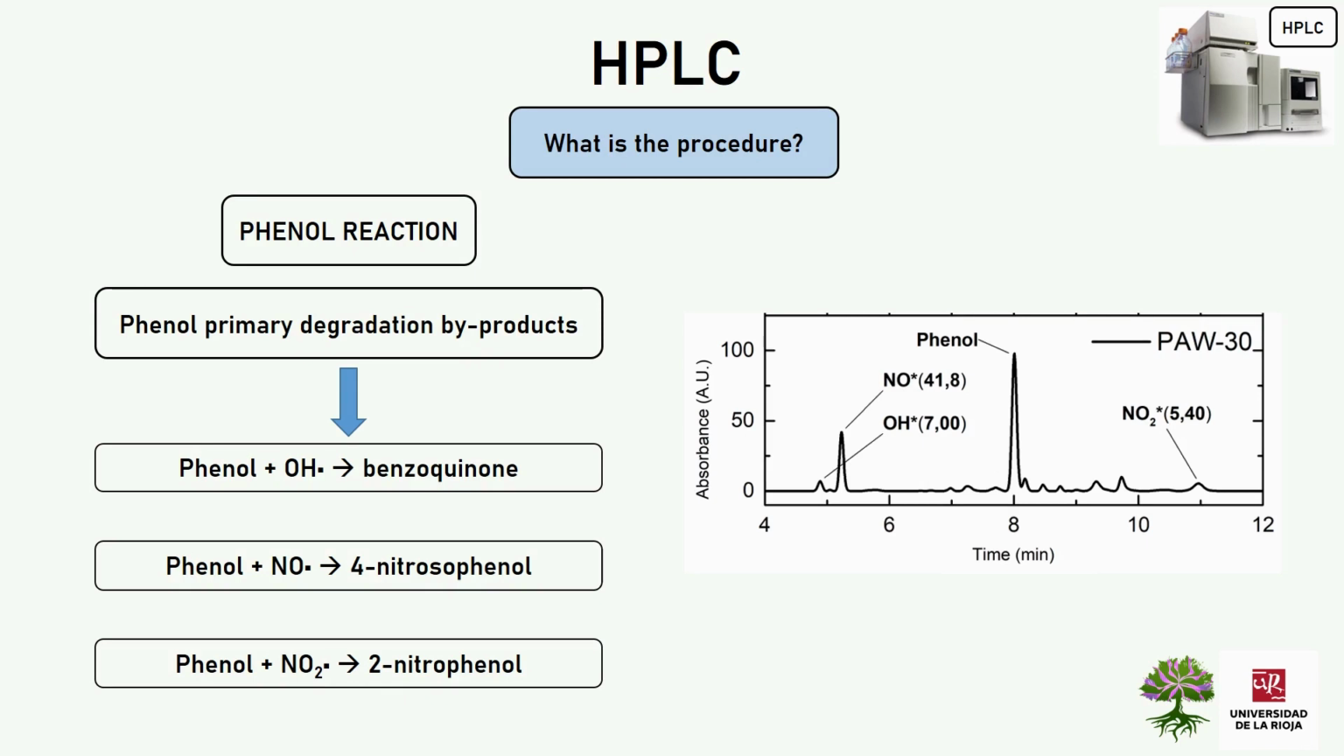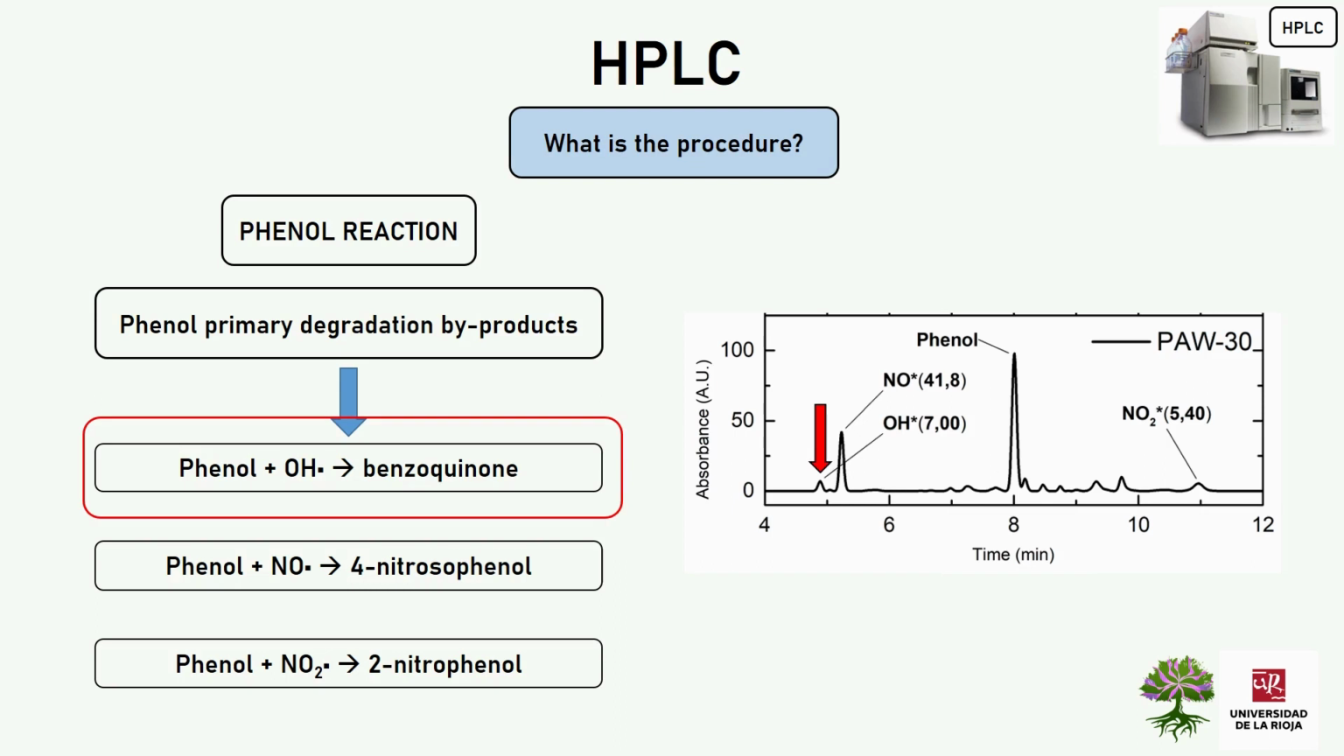Now, I would like to explain some of these methodologies. The first one is chromatography. In this case, phenol is used as the product that reacts with each species. Then, the phenol primary degradation byproducts are identified, as we can see in this figure.